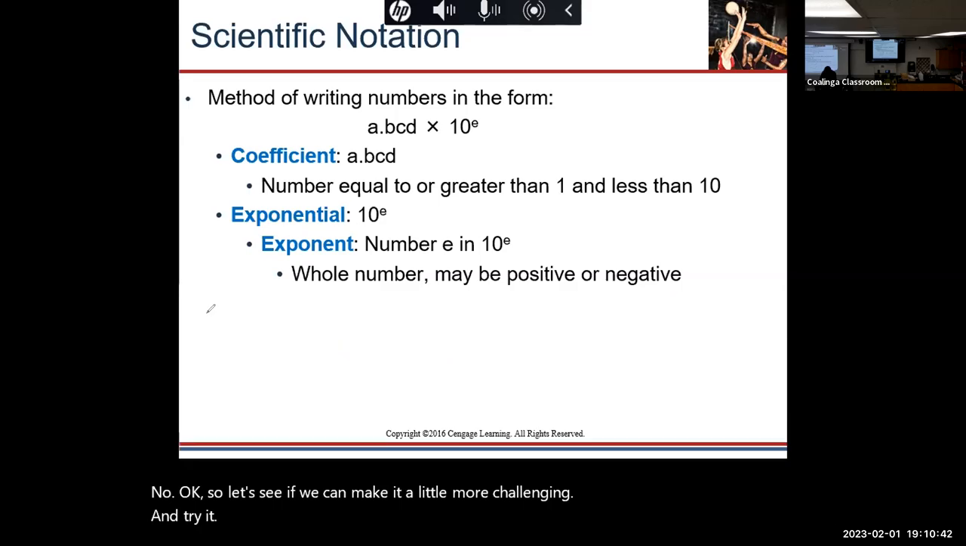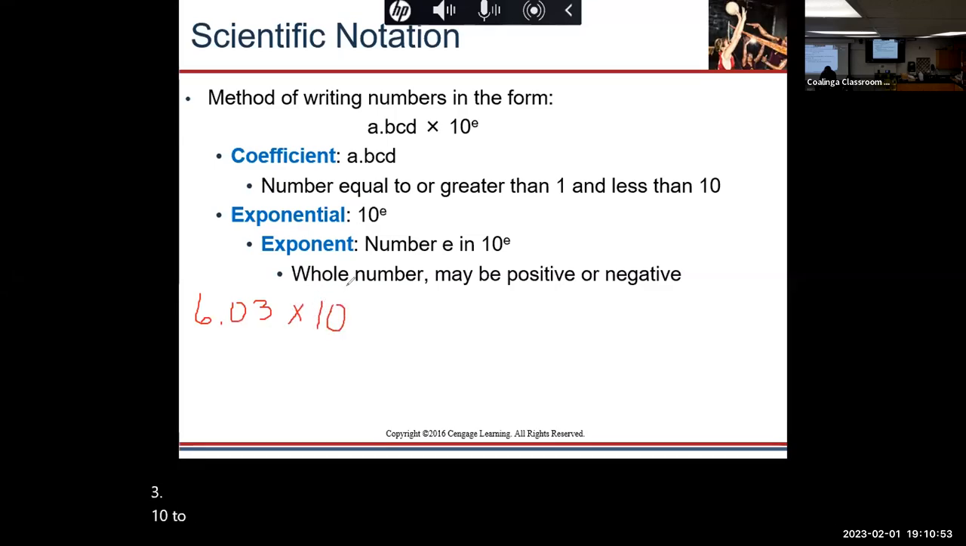So if I have 6.03 times 10 to the 15, and we're going to divide that by 3 times 10 to the 19.